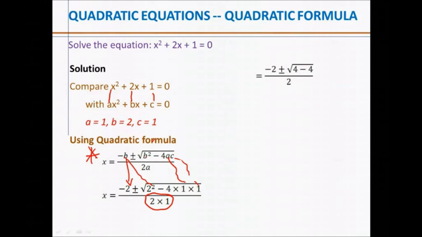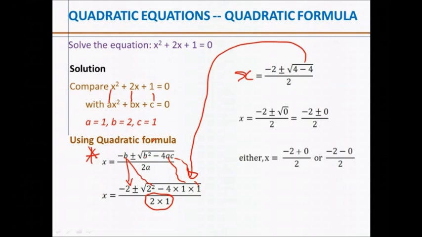Therefore, x in that case will be equal to minus 2 plus or minus square root of 4 minus 4 divided by 2. Again, how did we get that? Again, we go back to this expression at the bottom here. Okay, that is a simplification. Now we further simplify the value of x.